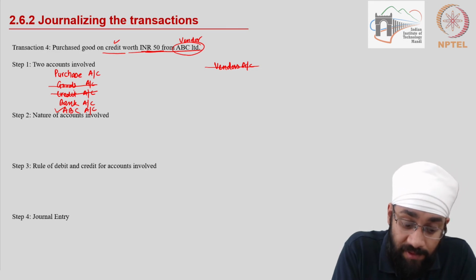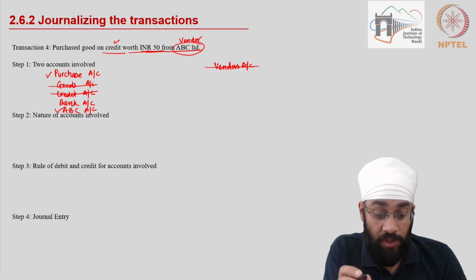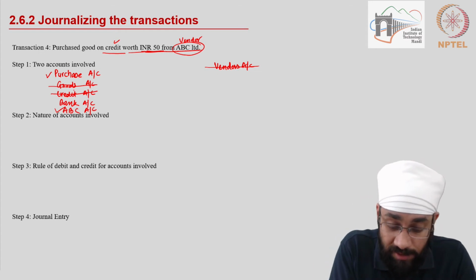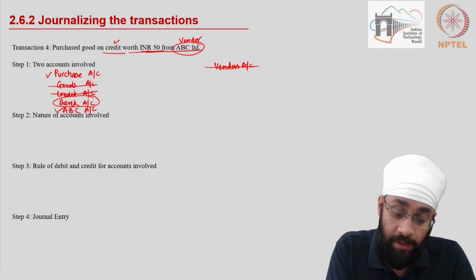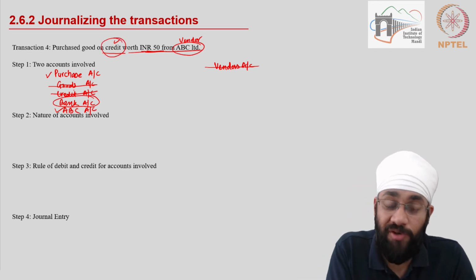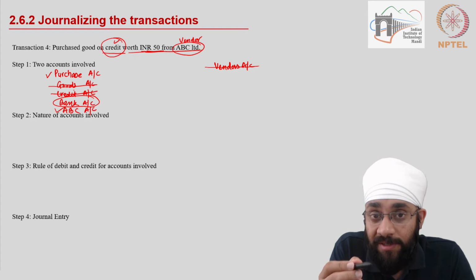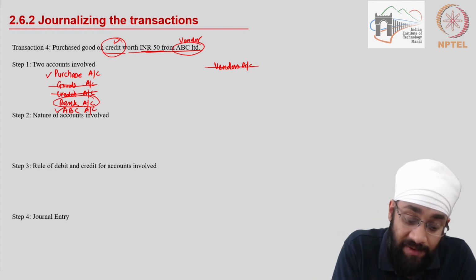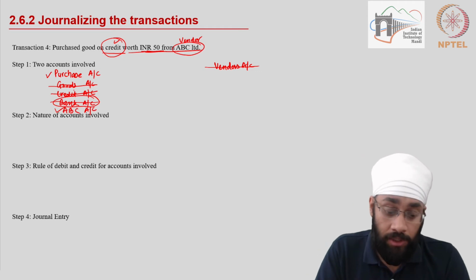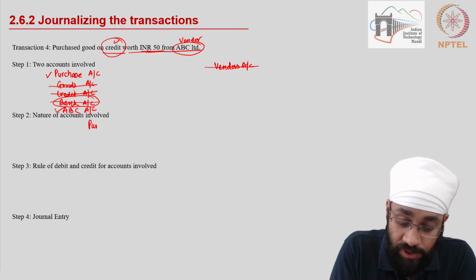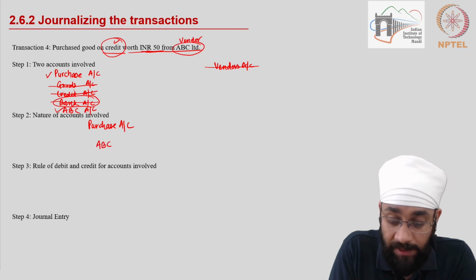So now you have purchase account. Purchase account certainly, because you are purchasing goods. So the only thing which is now left is bank account. Should bank account be involved or not? Well, you are purchasing goods on credit. You're not paying to the person, so bank account is not getting affected. So let me cross the bank account as well. So there you go. You have the two accounts: purchase account and ABC Limited's account.